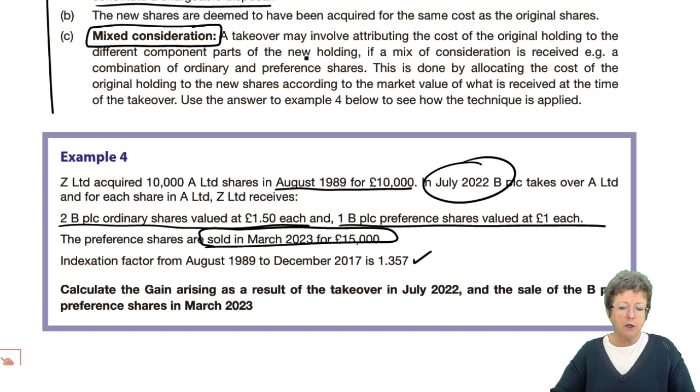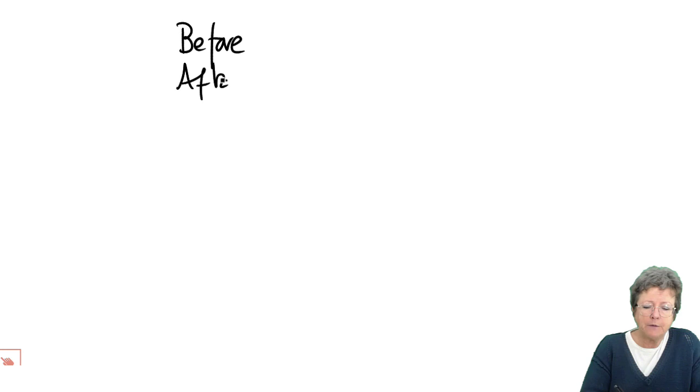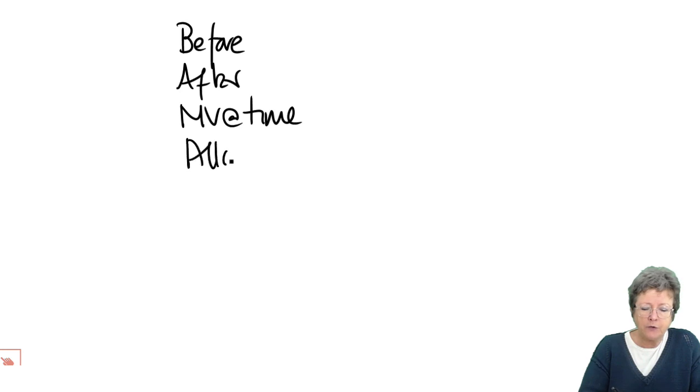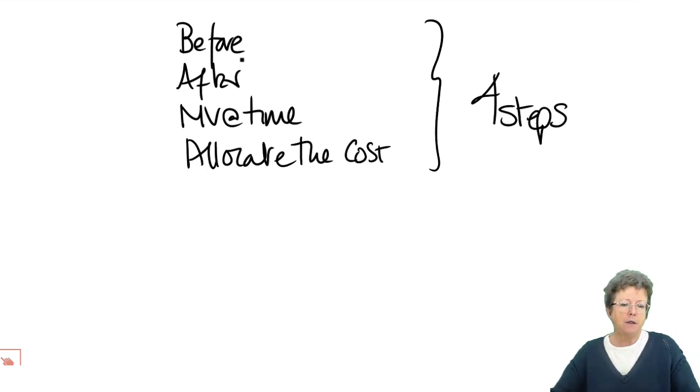Okay, so we are going to have a look at dealing with this. What did he have before? What did he have after? What was the value at the time? And then allocate the cost. Those are your 4 steps. And we did them in quite a lot of detail in the capital gains tax chapters.